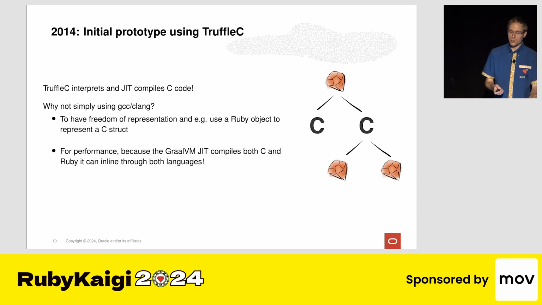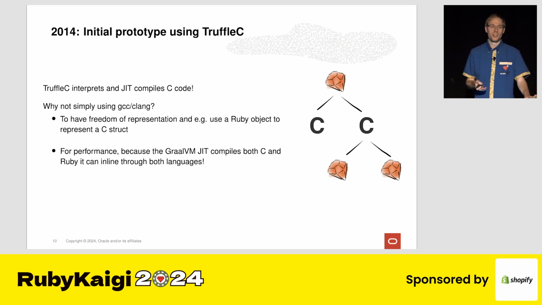So our story began in 2014, 10 years ago. There's an initial prototype which is using Truffle-C. And Truffle-C, from the name, you might guess, is a Truffle interpreter for the C language. So this is quite innovative, quite unusual. You wouldn't think of C as an interpreted language, but we did it. And it's like, why would you do this, right? What's the advantage? Why not simply use GCC or Clang? And we're going to answer this question in more detail.